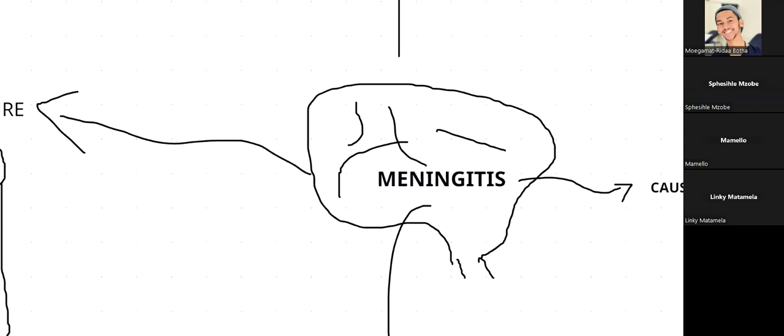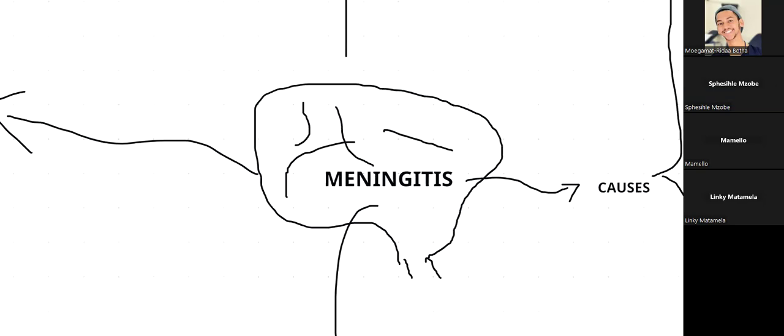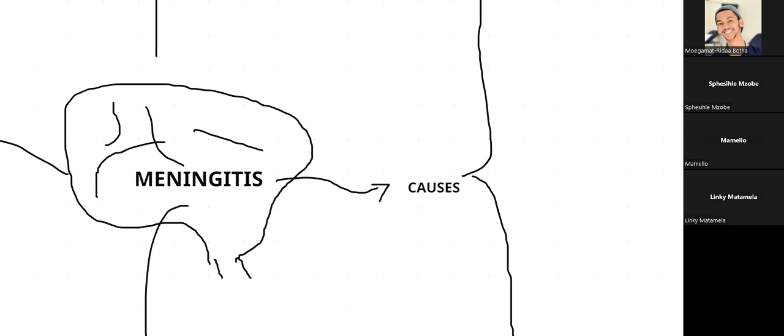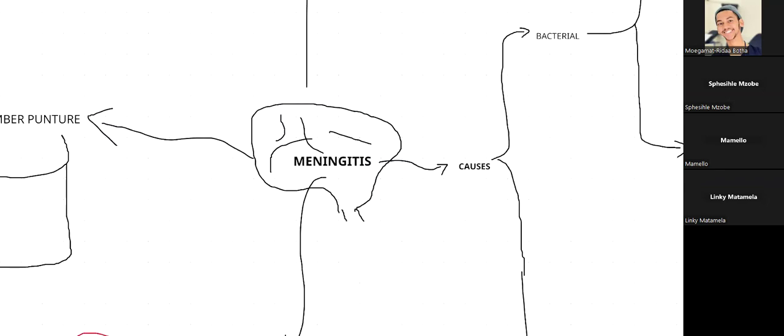So, once again, there's a lot of information in this case, but I'm going to try my best to cover the most important things in preparation for the examination. Okay, so meningitis. I would like to start off with the first branch of meningitis, and that is the causes of meningitis.